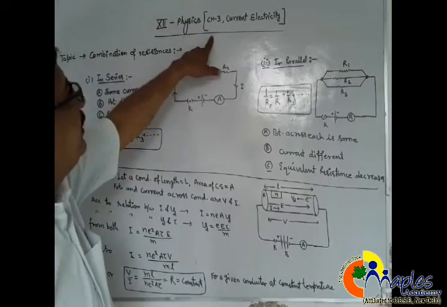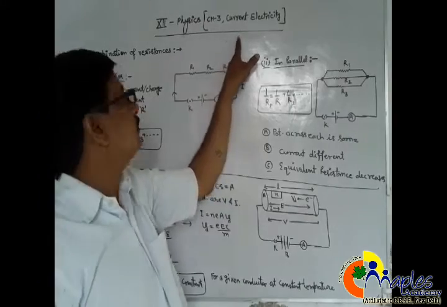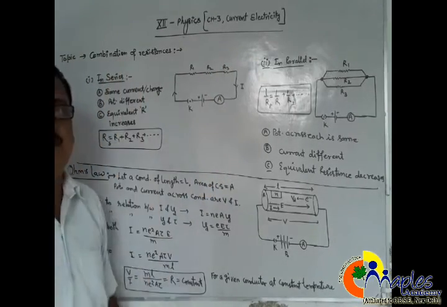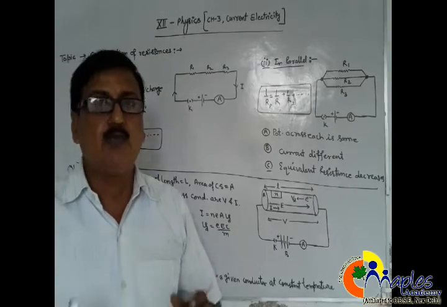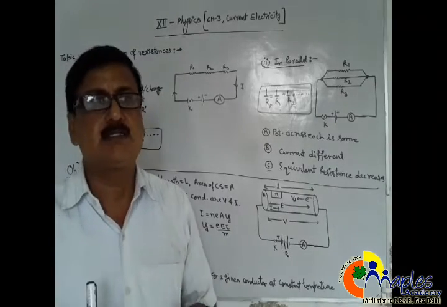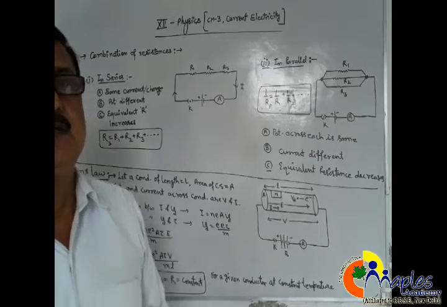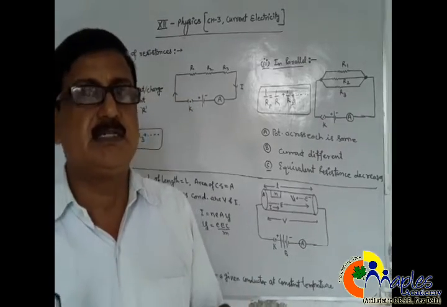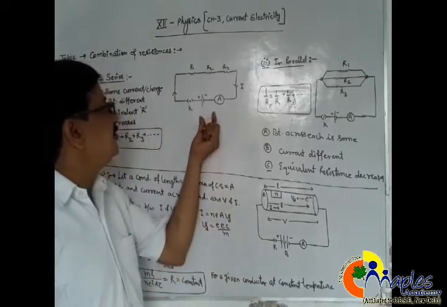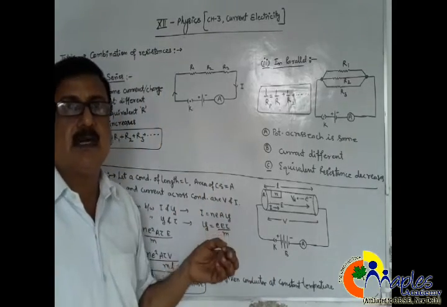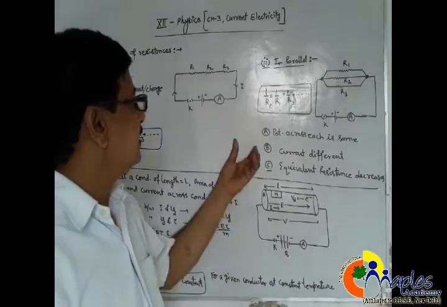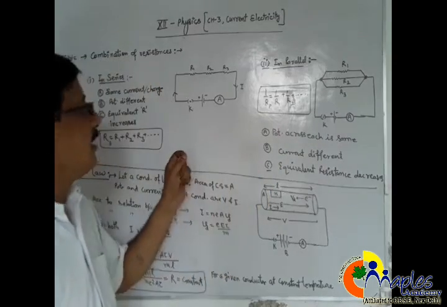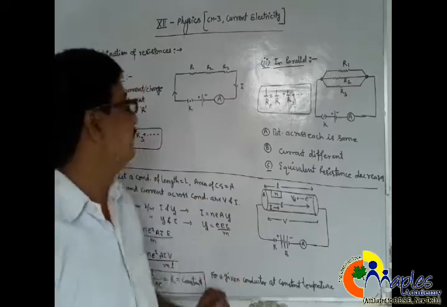It is chapter 3, current electricity of class 12th. And today's topic is combination of resistance. Although the grouping of resistance is not in our CBSE syllabus from this year, in many derivations and many studies, just like in cells, there is a requirement of combination of cells. That is why I am giving you a brief discussion.